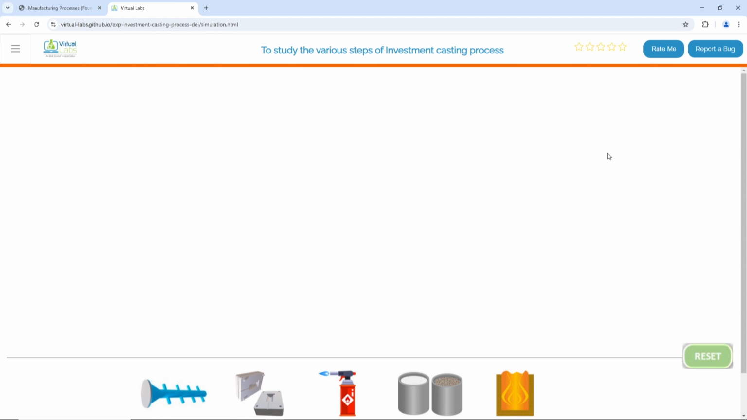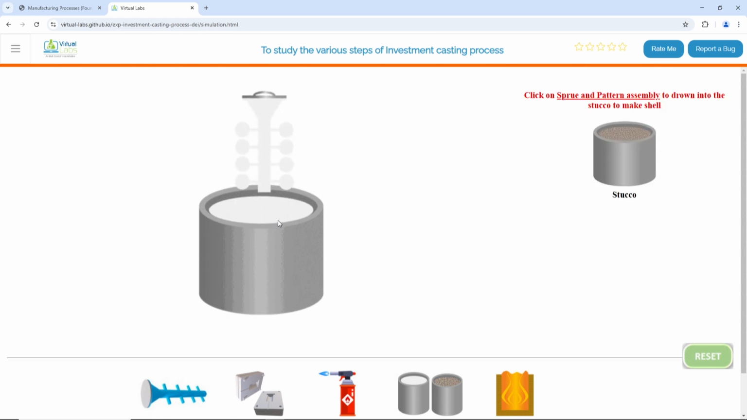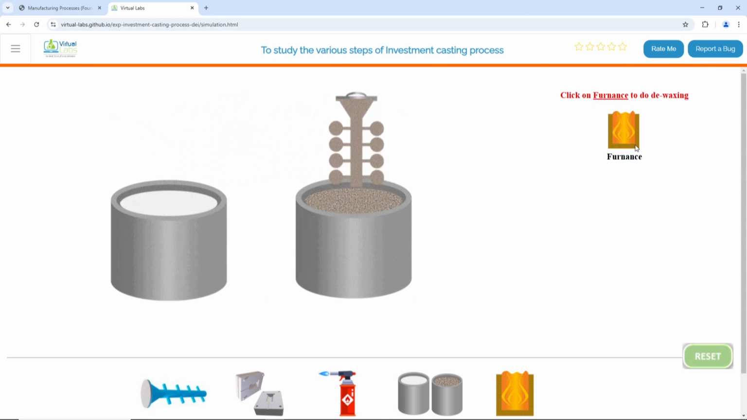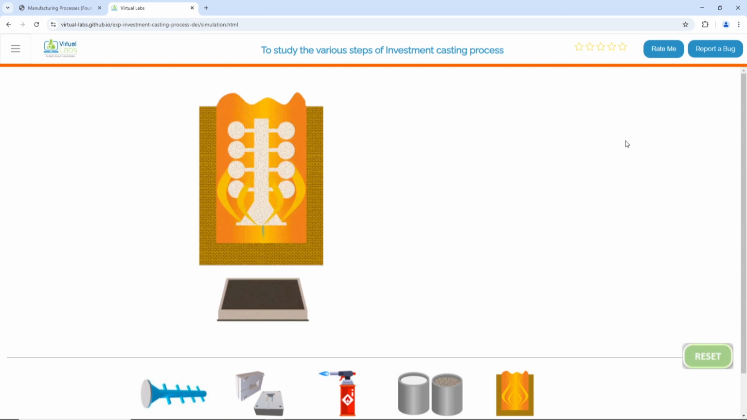I click on the slurry and now you can see it is ready. Now click on sprue and pattern assembly to be drawn into the stock to make the shell. Click it here, it goes here, and we make a shell here, right. So this shell is there. Now we put it in the furnace and it is heated.